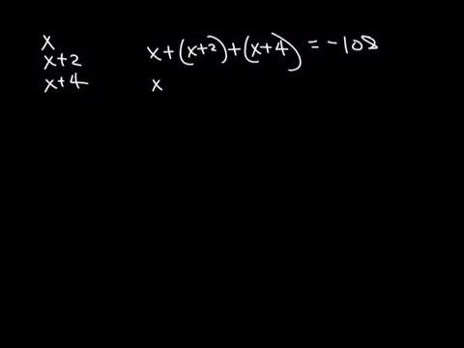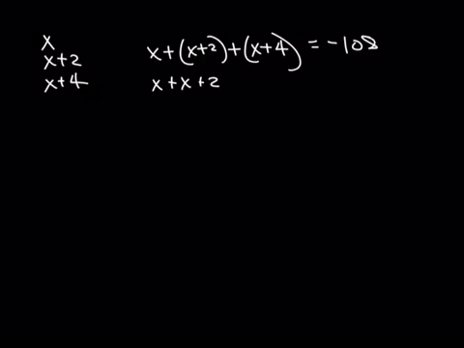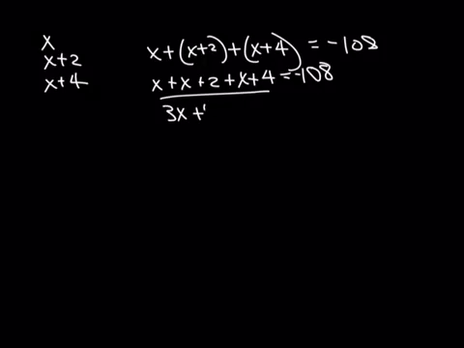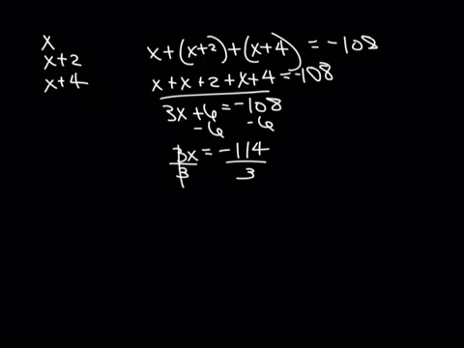So now, because I have plus signs in front of the parentheses, I can just take the parentheses off. If they were minus signs, remember you have to change everything in the parentheses. So now I can add those. 3x plus 6. Subtract 6. Divide by 3. Those go away. So x is 114 divided by 3, which is 38. Because I have a negative over a positive, I get a negative answer there. So that's one of the answers.